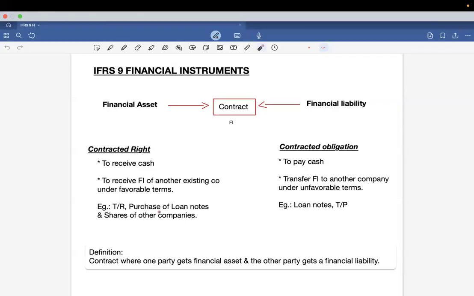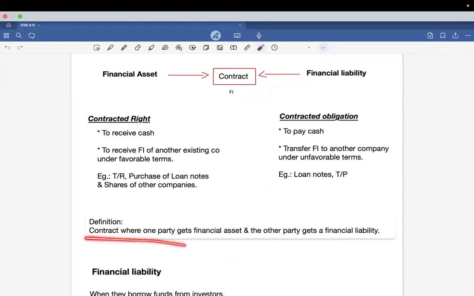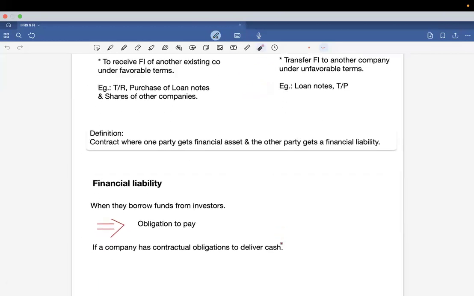And when it is a contracted obligation, it specifically means that you owe money or in kind to another person. So you're obligated to pay cash, and this would lead you to transfer financial instruments under unfavorable terms. Clear? Examples are the loan notes, the trade payables, etc. So the definition: a contract where one party gets a financial asset and the other party gets a financial liability.